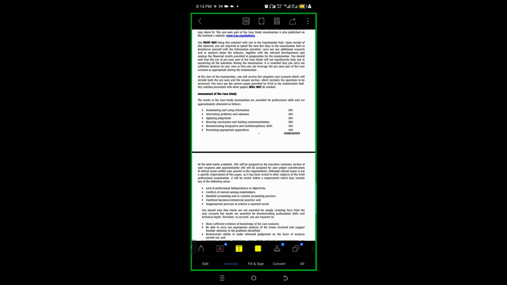Familiarize yourself with the information provided, carry out any additional research and or analysis about the industry together with relevant developments, and analyze the financial results provided in preparation for the exam. So you do whatever research. Sometimes over the years they do give us complaints that we can Google and find. So on your own, you can do more research on that, right?